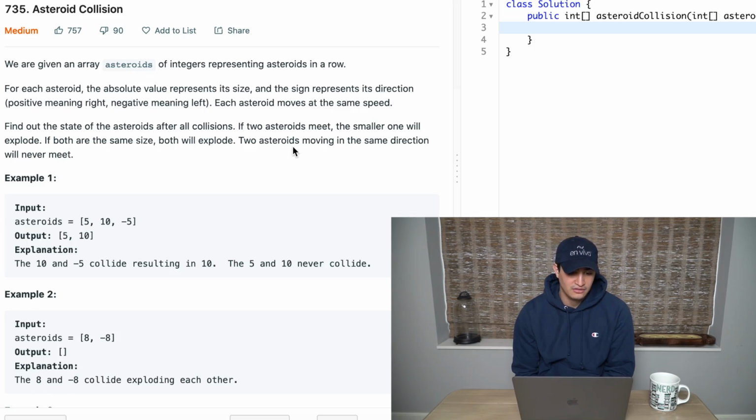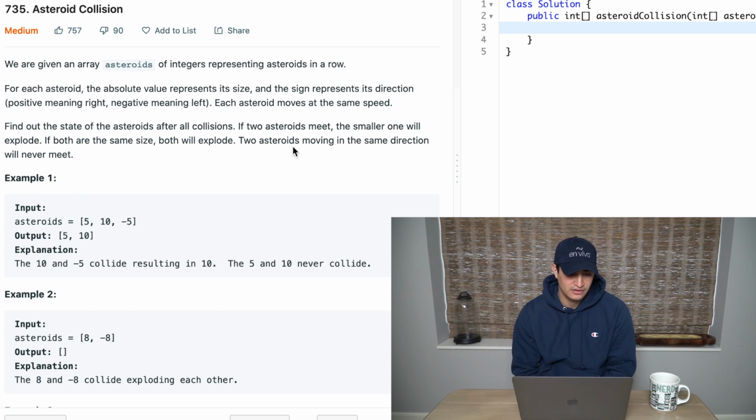And to get into our problem today, our problem description says we are given an array of asteroids of integers representing asteroids in a row. For each asteroid, the absolute value represents its size, and the sign represents its direction, positive meaning that it's moving right, and negative meaning that it's moving to the left.